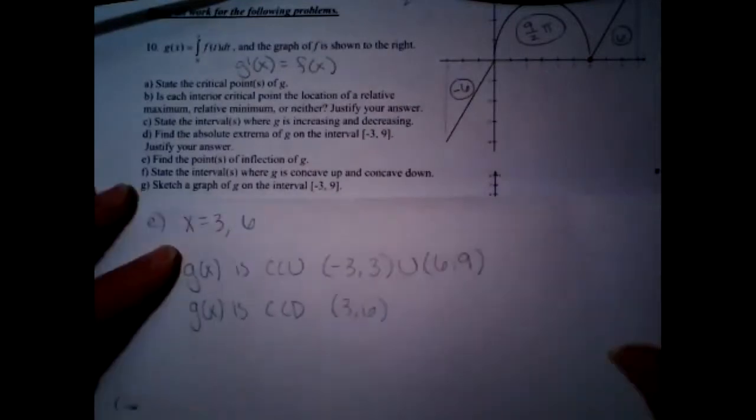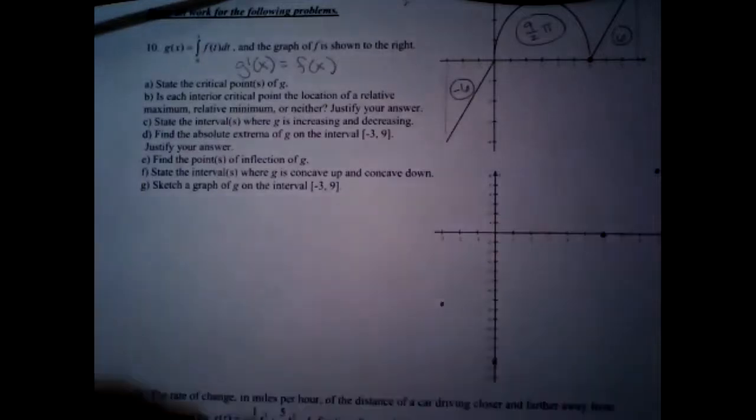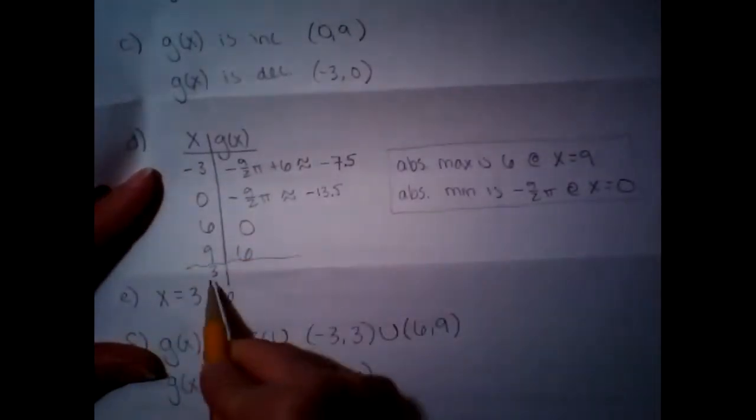We just need to go back and also do the inflection points. Now, the only inflection points that we had were 3 and 6. And we already did 6 because, like I said, 6 was both an inflection point and a critical point. So I really just need to add onto this chart 3. I'm just going to add 3 onto there.